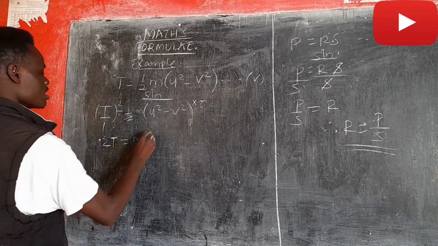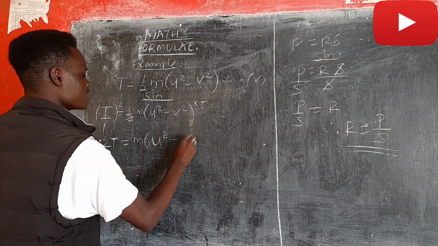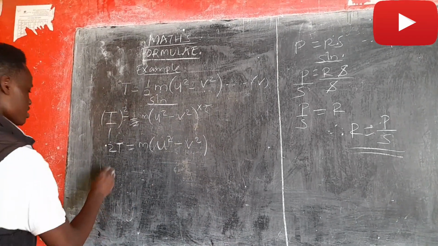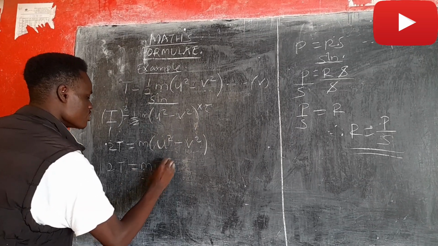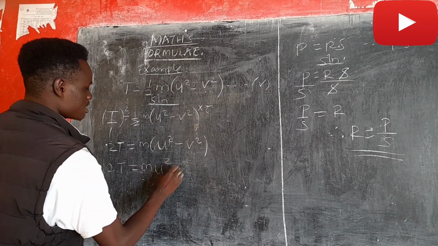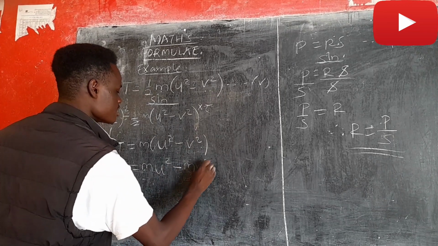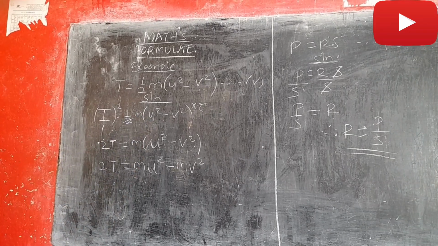We remain with m into u squared minus v squared. And now we are able to open the brackets on this side. So 2t is equal to mu squared minus m times, it will be mv squared. Then we have been told to make what? V the subject of the formula.